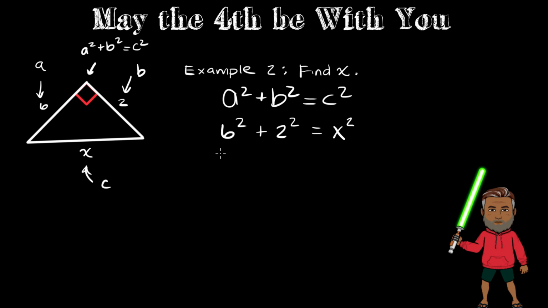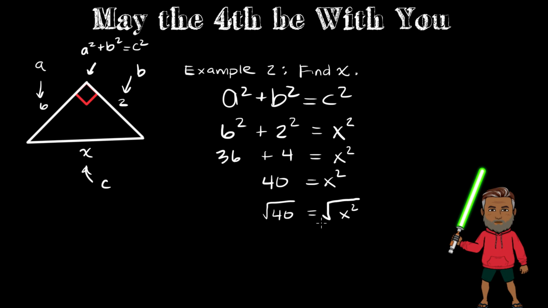And now we simplify. We got 36 plus 4 is equal to x to the power of 2. Combine the 36 and the 4, that gives us 40. We have 40 equals x to the power of 2. And now we just want to isolate the x. That means get rid of the square. So we're going to square root the right side, which means we have to square root also the left side. So we're square rooting both sides of the problem, and we have square root of 40 is equal to x.